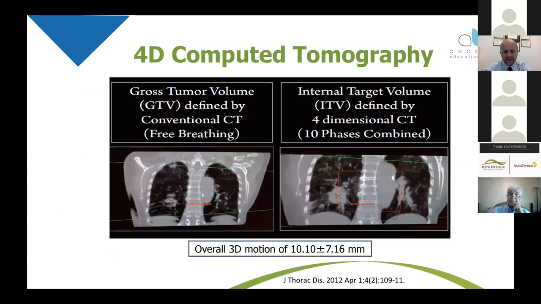On the left side, we can see a normal CT scan that shows the tumor in a single location during the breathing cycle. On the right side, we can see the 4D CT that allows us to superimpose all the locations of the tumor during the breathing cycle, which is quite bigger than the static picture on the left side. In one study published in 2012, the motion of such tumors was estimated to be around 10 millimeters plus or minus 7, depending on the location in the chest. So we know that tumors that are close to the diaphragm tend to move the most.